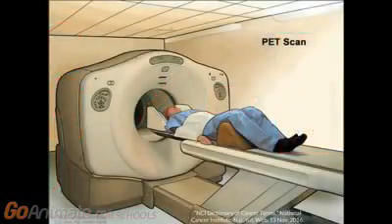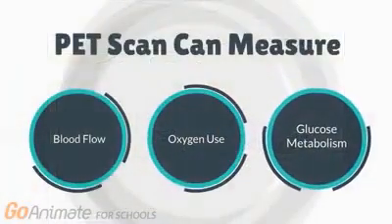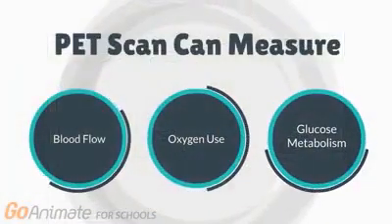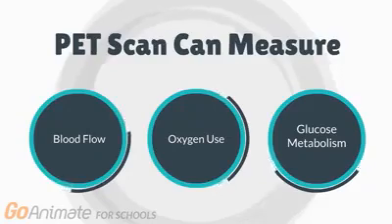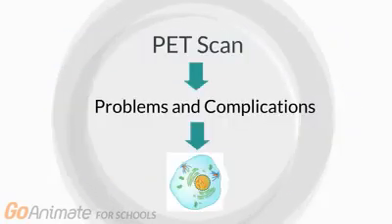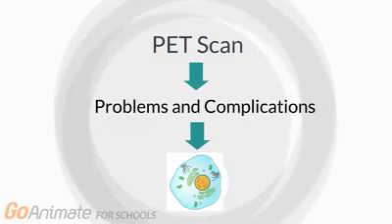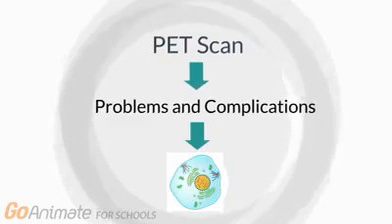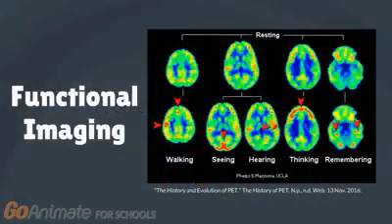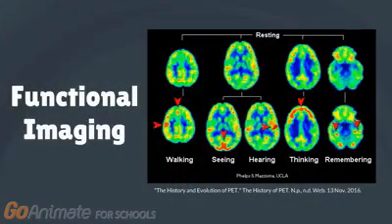The PET scanner can highlight these tracers and see how well organs and tissues are performing. PET scans can therefore measure blood flow, oxygen use, and glucose metabolism. A major difference between PET scans and the two previous scans is the ability of a PET scan to show problems and complications at a cellular level. The resolution might not be as clear as an MRI or CT scan, however it gathers more functional information.